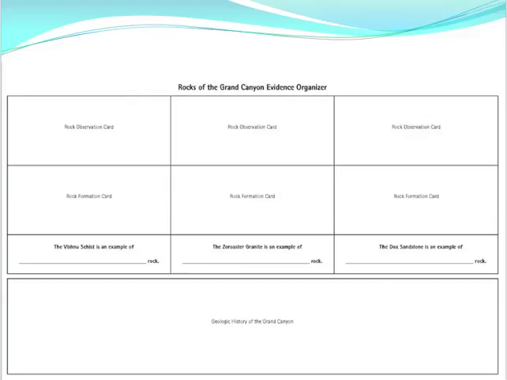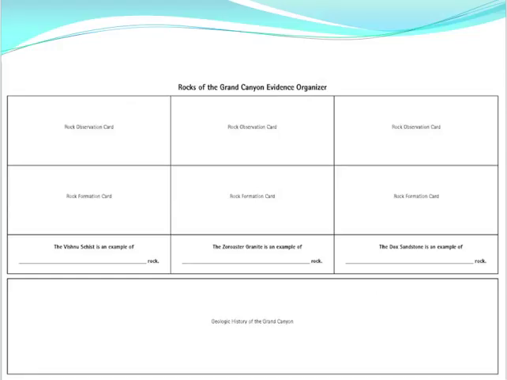Scientists use as much evidence as they can when they make claims. So would we be more certain of our claims if we knew how the rocks in the Grand Canyon formed? Yeah, we would. And so that's going to help us by helping us understand a little bit more about how the Vishnu schist formed or how the Dox sandstone formed.